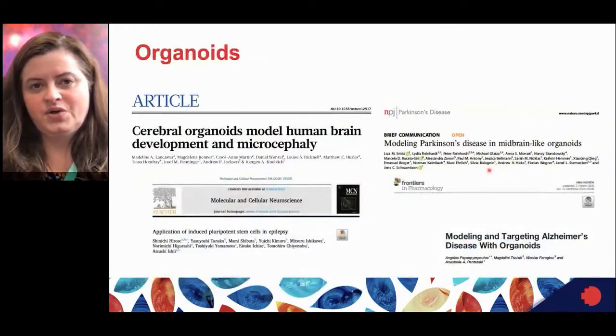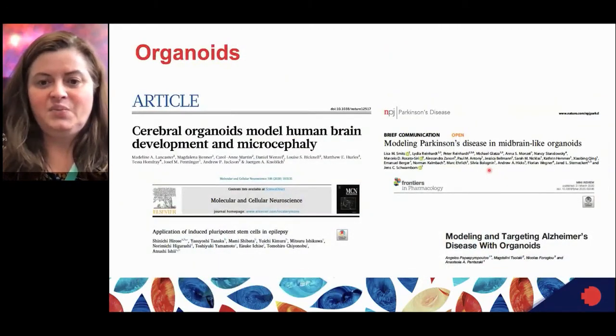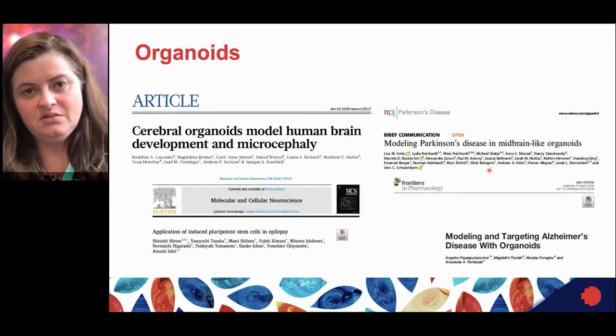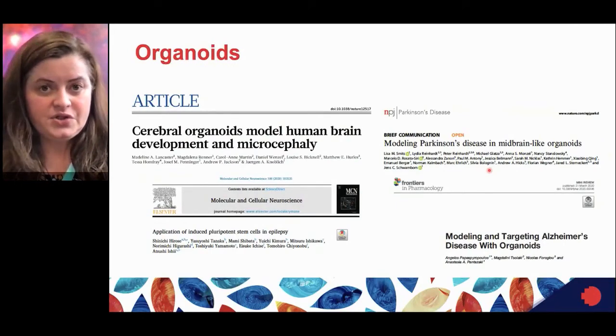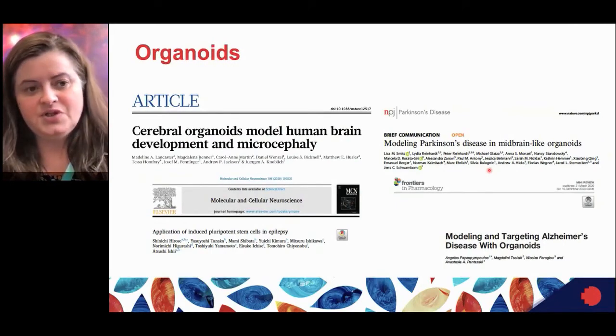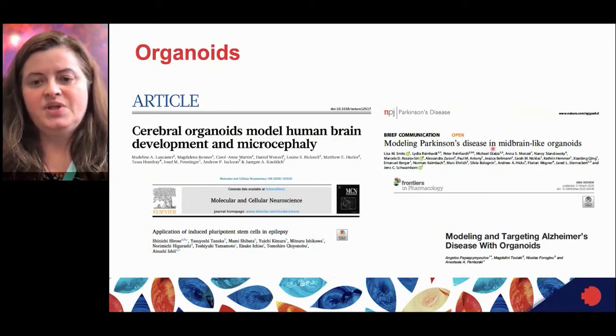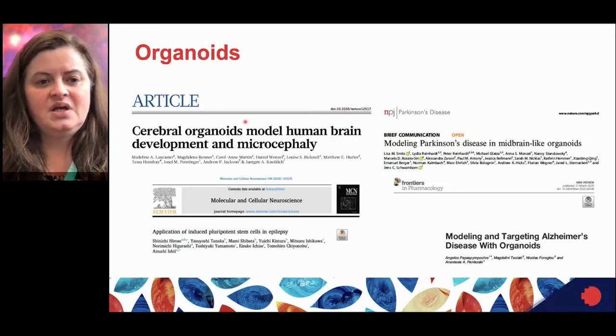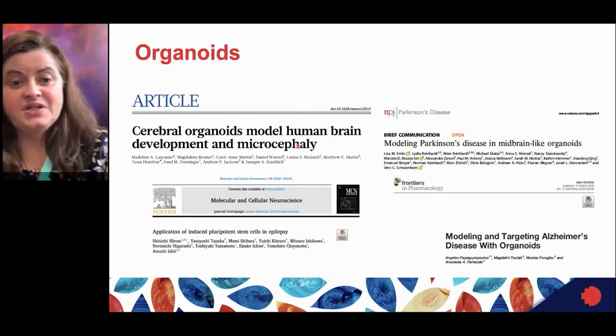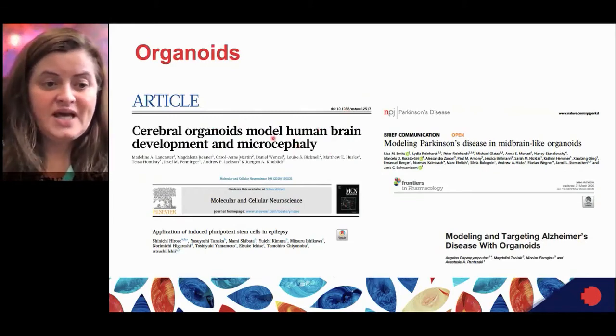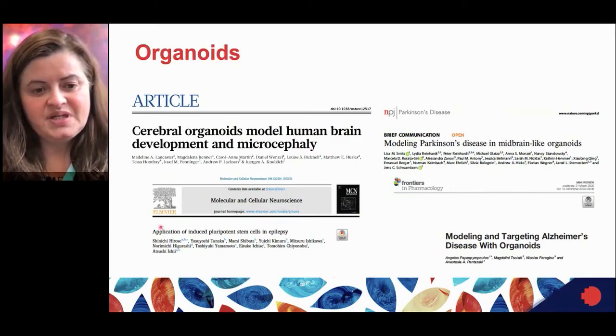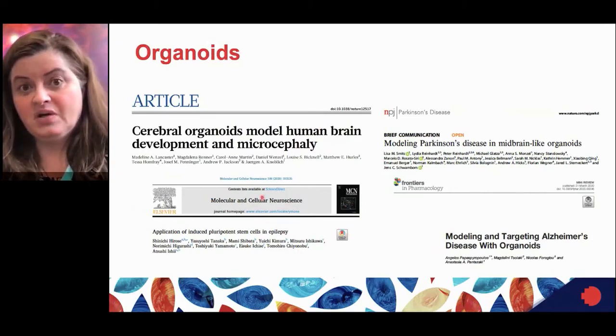These organoids are now being used a lot, particularly in the study of neurological disorders. There are people doing work on Parkinson's disease, Alzheimer's, and microcephaly, which is Knoblich's group's main focus. We're interested in epilepsy, and there are a number of groups working on epilepsy as well.